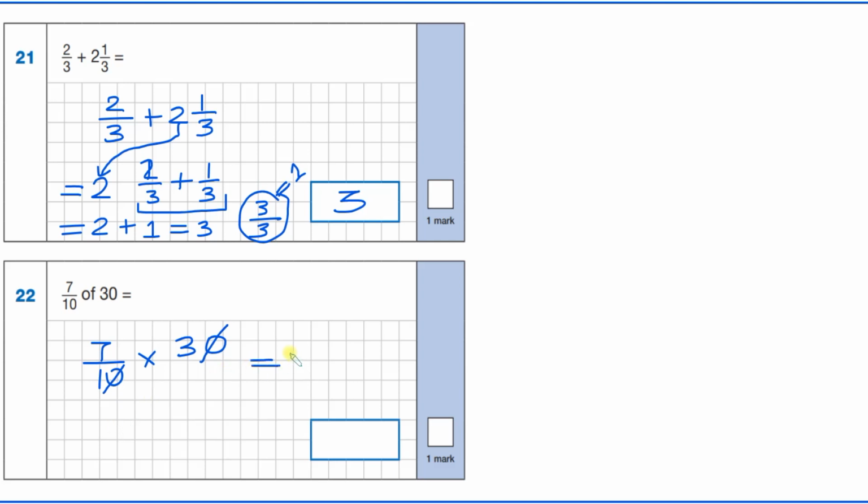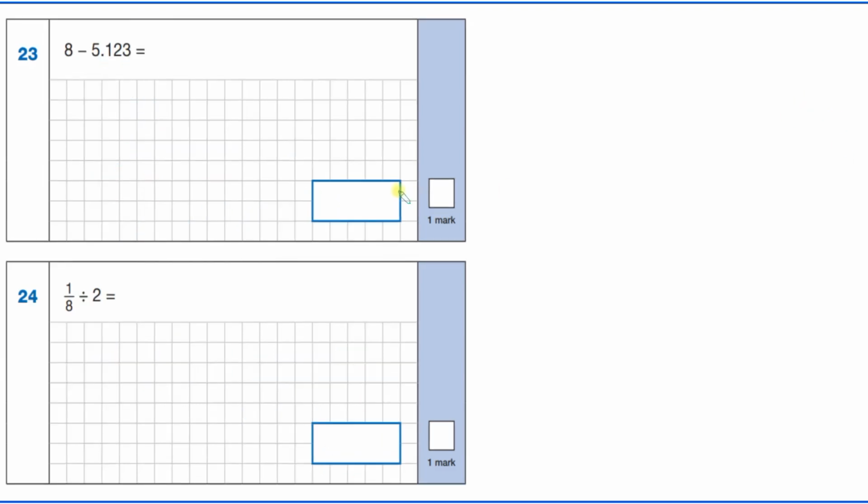The answer is 7 times 3, which is 21. So the correct answer is 21. And we are moving on to question number 23.